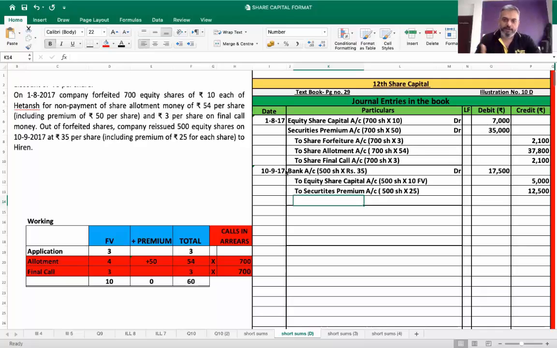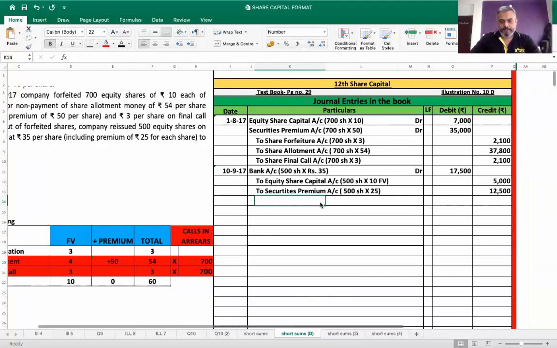Okay, you can also reissue at a premium. If someone wants to give you more money, why should you have a problem? Okay, so it can be reissued at a premium, reissued at a discount, but that discount should not be more than the amount you have forfeited per share. Okay, please keep that in mind.